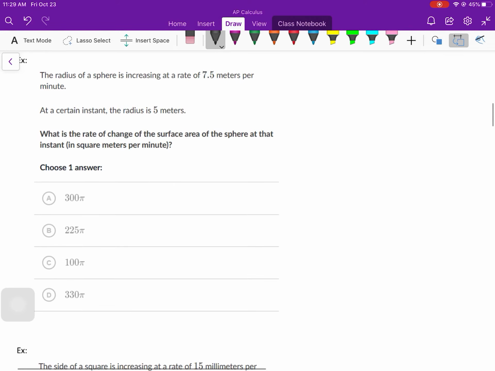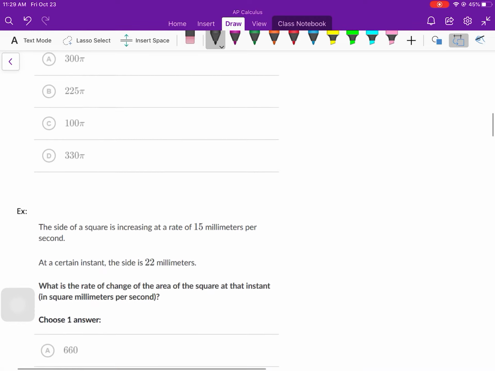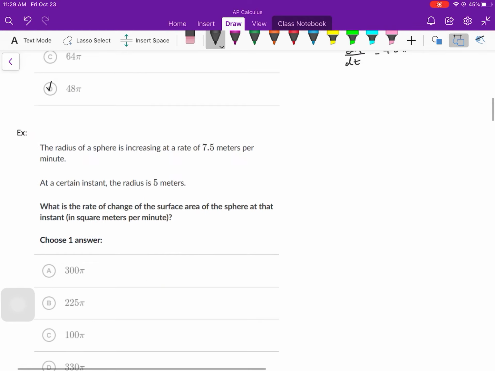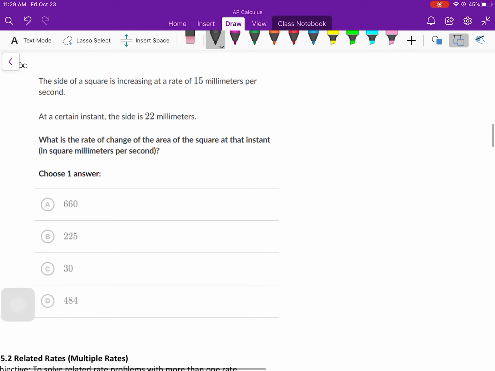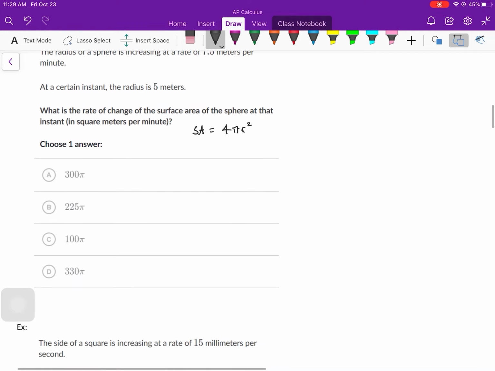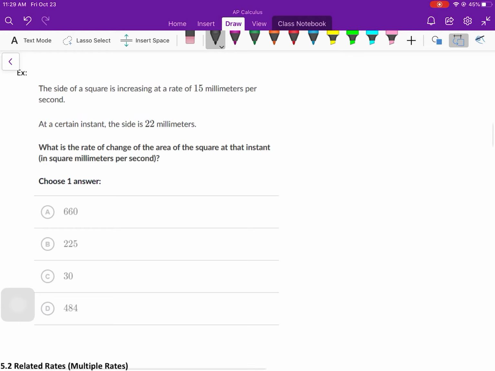Let's go ahead and take a look at another problem. So the radius of a sphere is increasing. I'm wondering if we should go through this one. This is going to be just like the circle problem. We do have a square problem. So let's do the square problem, because the radius of a sphere one is really similar, just a different formula. That formula is the surface area of a sphere, which is 4 pi r squared. So it's just using a different formula, but exactly the same thing. So let's just go through this one.